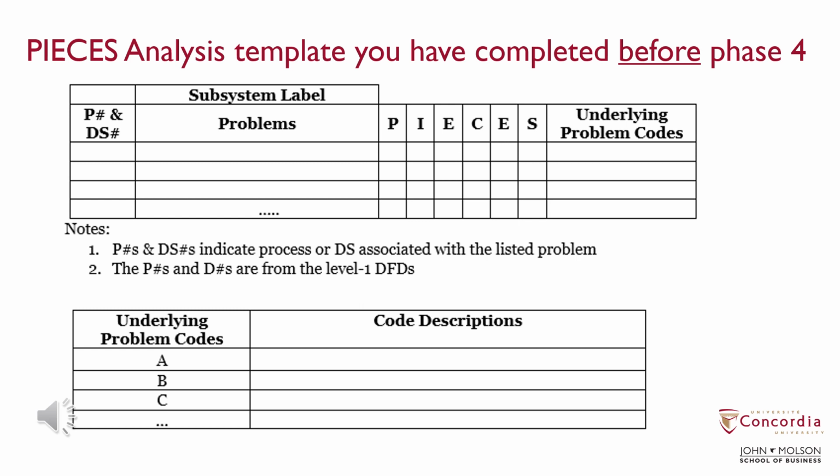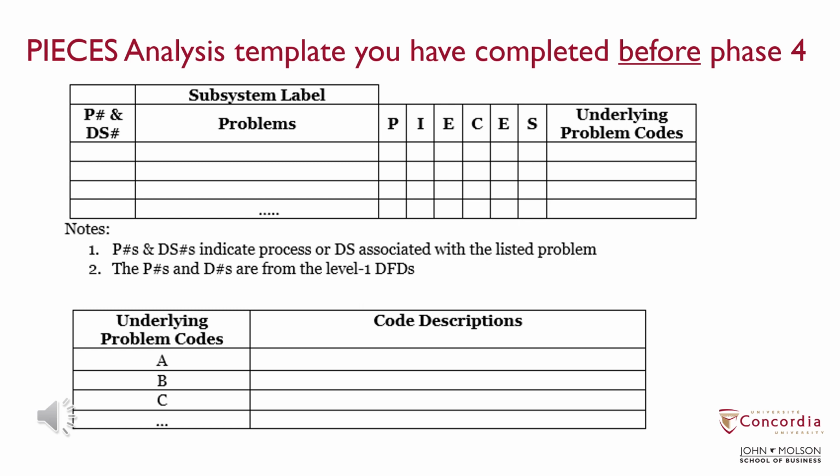This is what you have completed at the end of phase 3. When you know what the problems are and where they are, you will be ready to start working on the solutions you are going to propose in phase 4 of the project. The answer to what problems are you going to propose solutions for is the underlying problems. You coded them and described them in the second table.